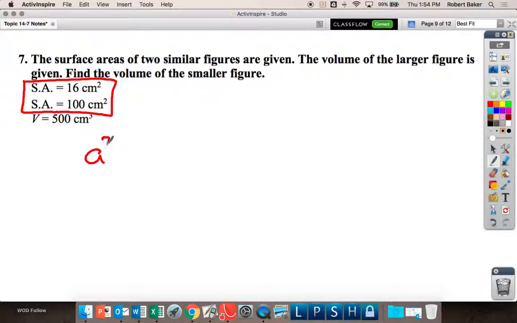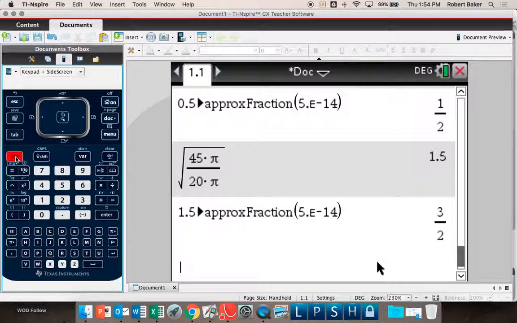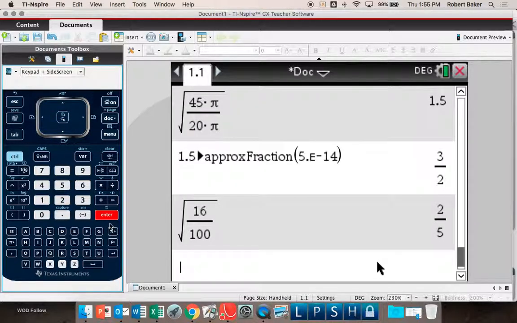A squared over B squared. And you can pick which one goes on top. Small over big. So how do you undo squared? The square root of both sides. So let's go check the calculator. The square root of the fraction 16 over 100. Nice. 2 over 5. What? Yeah, 2 over 5. Sorry. 2 over 5.